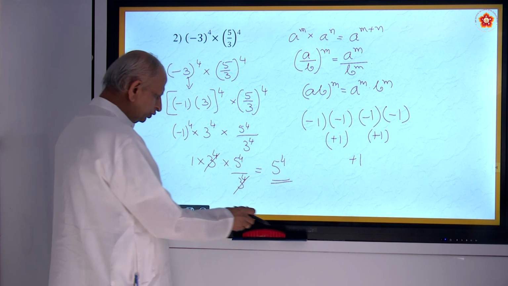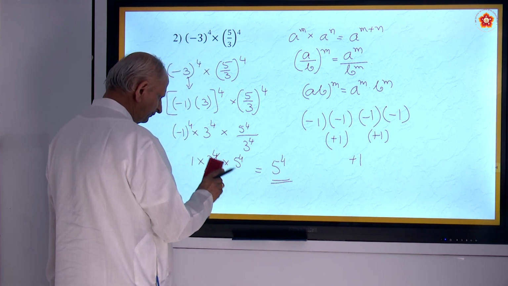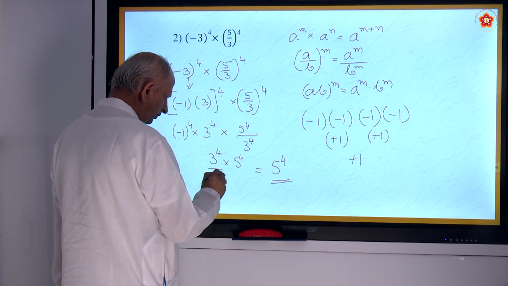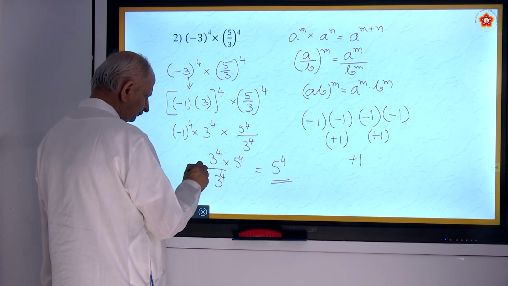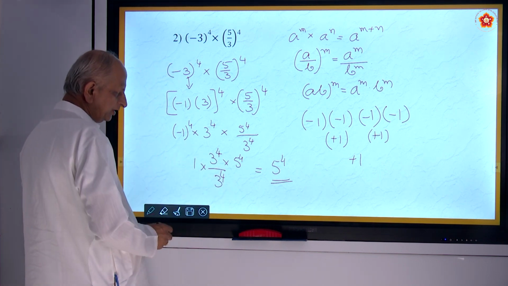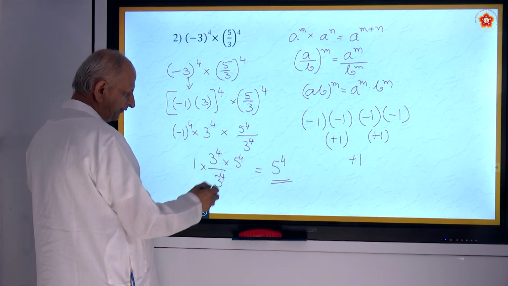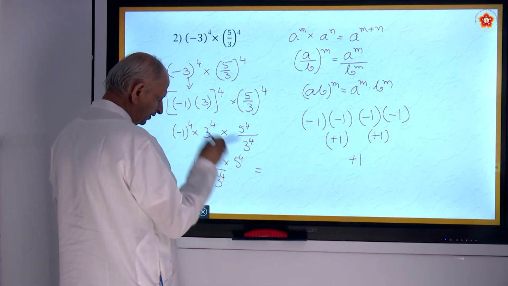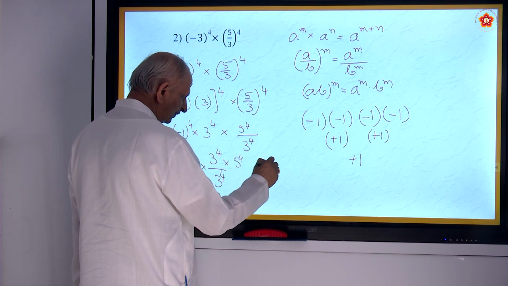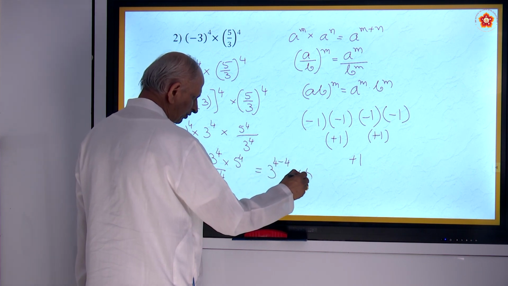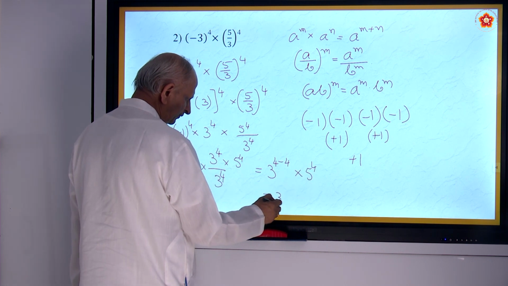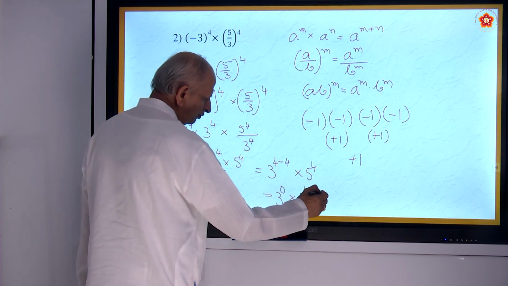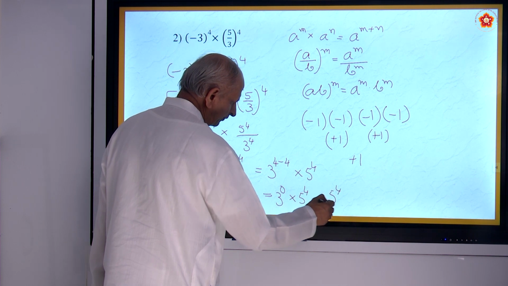And you can use this law also. Instead of cancelling, you can use this law also. So this is 3 to the power of 4 by 3 to the power of 4. So we get it by using the law a to the power of m by a to the power of n is equal to a to the power of m minus n. I will write it by using the index law only: 4 minus 4 into 5 to the power of 4. 4 minus 4 is 0. What is 3 to the power of 0 equal to? 1. The answer is 5 to the power of 4.